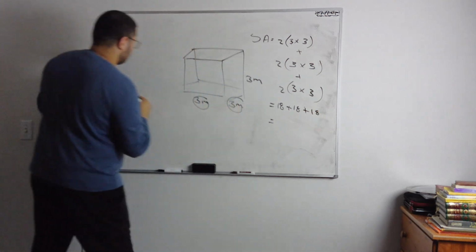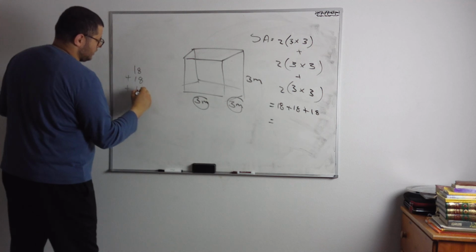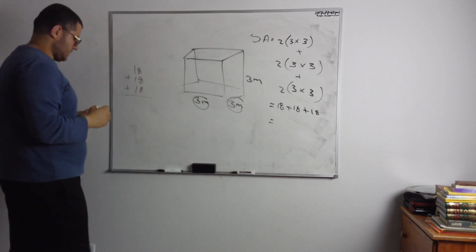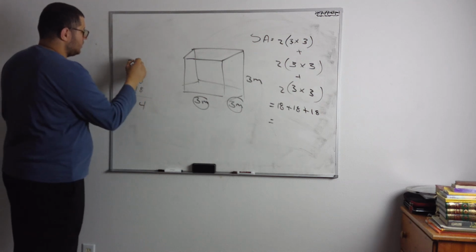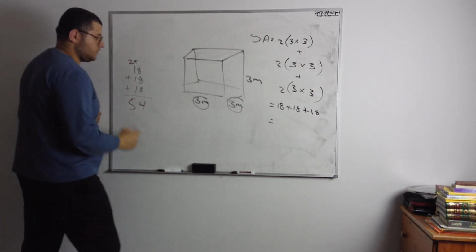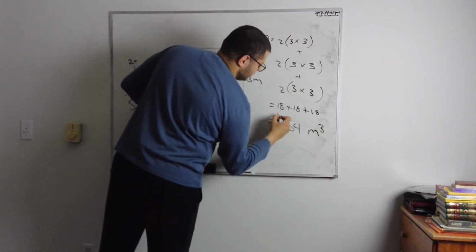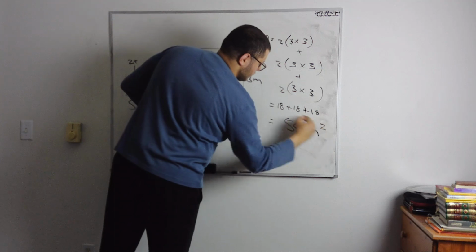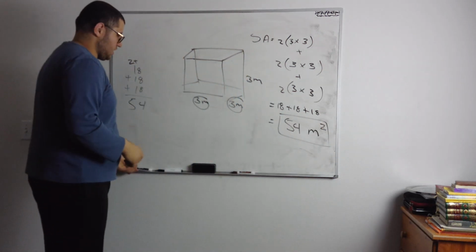Let's add them together. 18 plus 18 plus 18. 8 plus 8, 16. 16 plus 8, that's 24. 4 carries a 2. 2 plus 1 is 3. 3 plus 1 is 4. 4 plus 1 is 5. 54. So 54 what? Meters what? Meters cubed. No, squared, sorry. Squared. This is how you find what? The surface area of the shape.